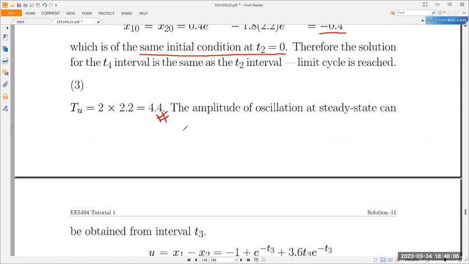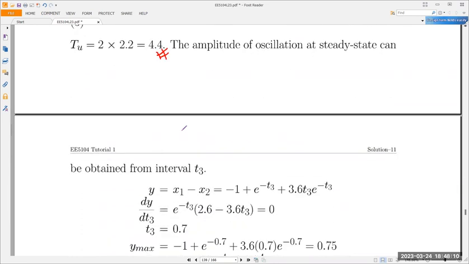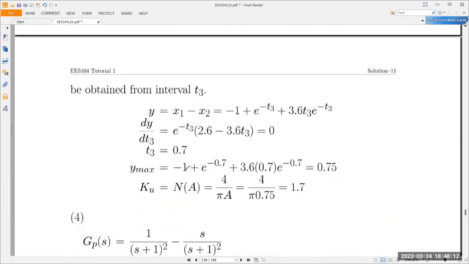Find the ultimate gain. The formula was done using this. So what is A? A is the amplitude. So now with this, Y is x1 minus x2.